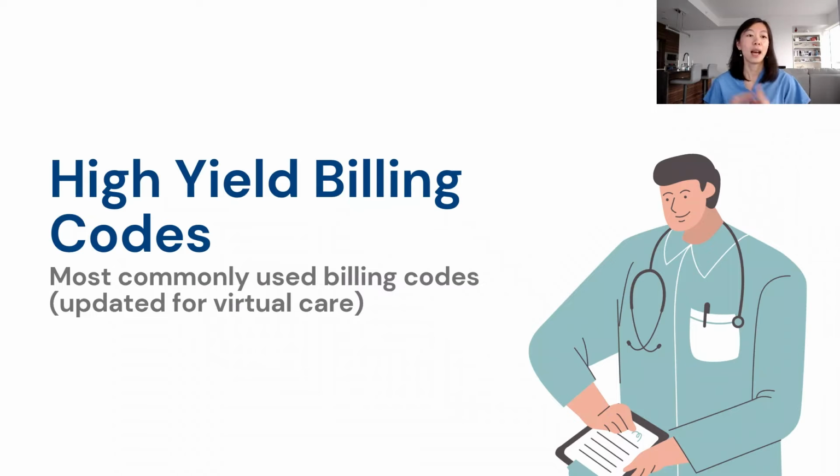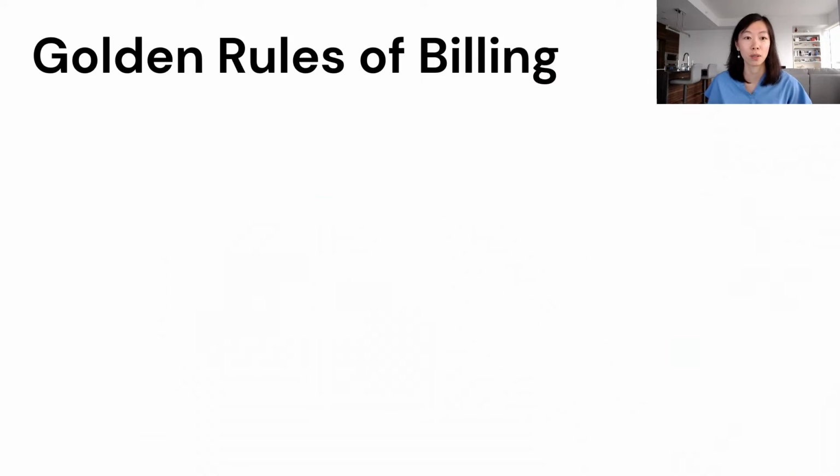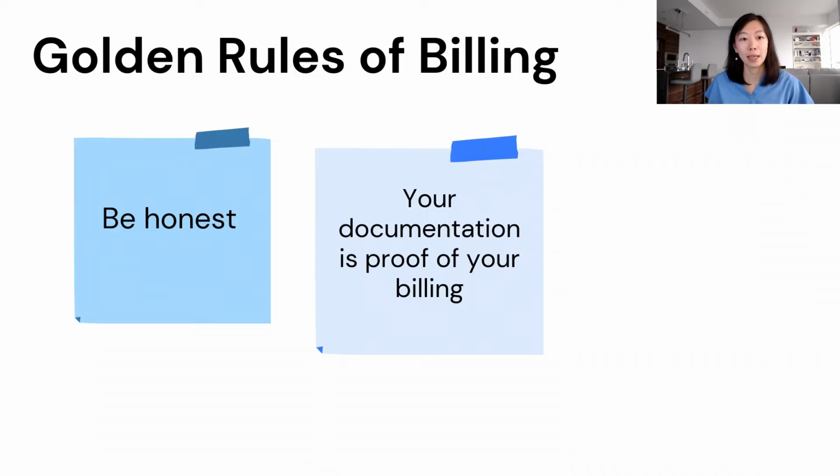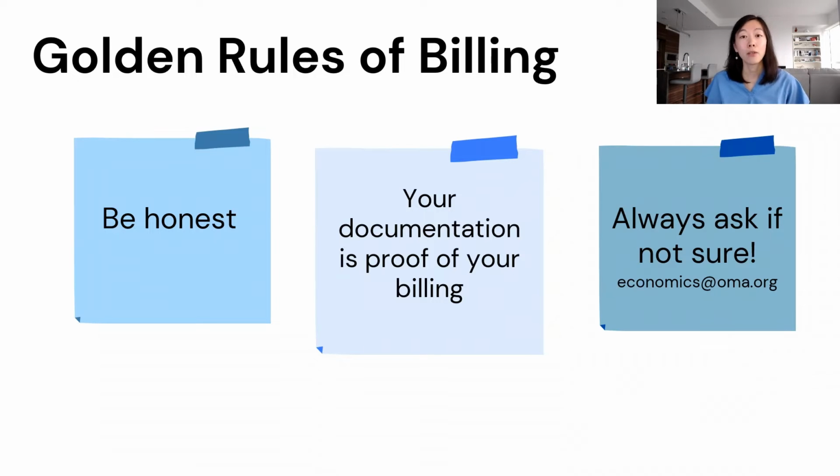Okay, so now let's talk about the high yield billing codes. And these are the most commonly used billing codes. And I've updated this lecture for the virtual care changes. So remember the golden rules of billing. Number 1, you always want to be honest. You always want to make sure your documentation is comprehensive because it is the only proof that you have for why you billed the way you did. And if you're not sure, you can always email economics@oma.org or talk to any of the people on the first 5 years, talk to your colleagues for advice.